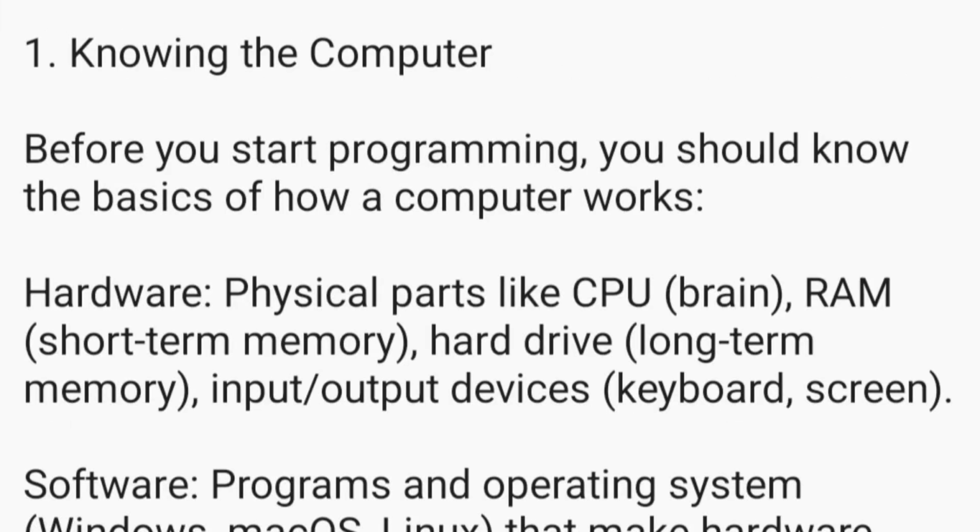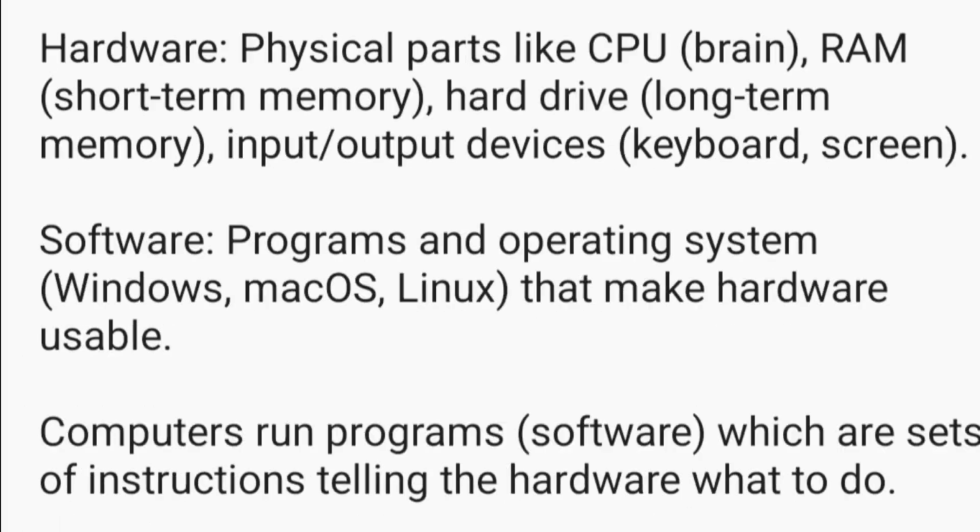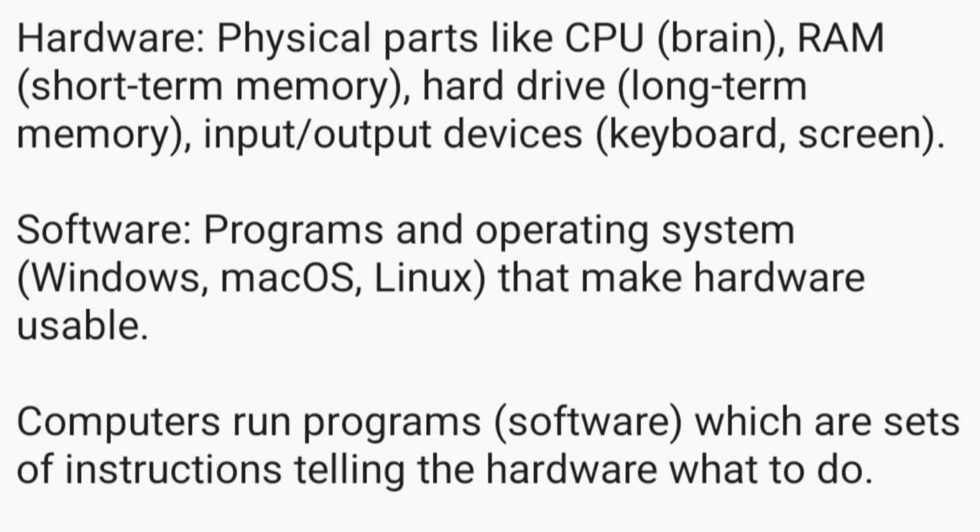1. Knowing the computer. Before you start programming, you should know the basics of how a computer works. Hardware: physical parts like CPU (brain), RAM (short-term memory), hard drive (long-term memory), input-output devices (keyboard, screen). Software: programs and operating systems (Windows, macOS, Linux) that make hardware usable. Computers run programs, software, which are sets of instructions telling the hardware what to do.